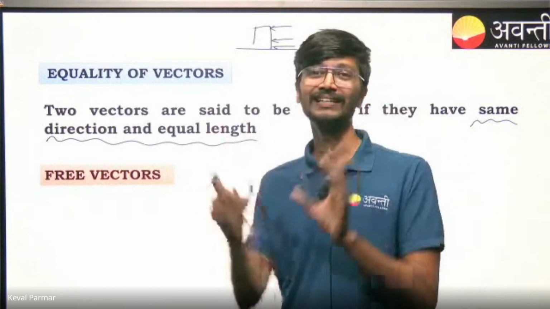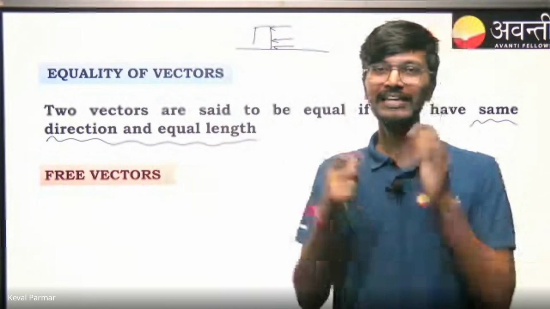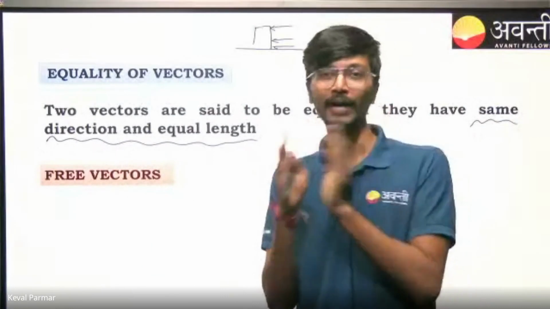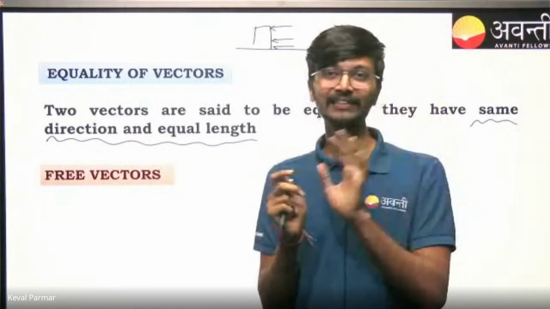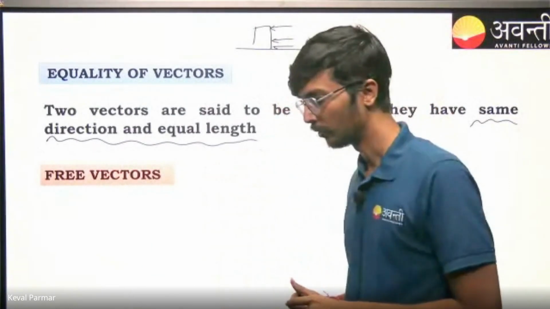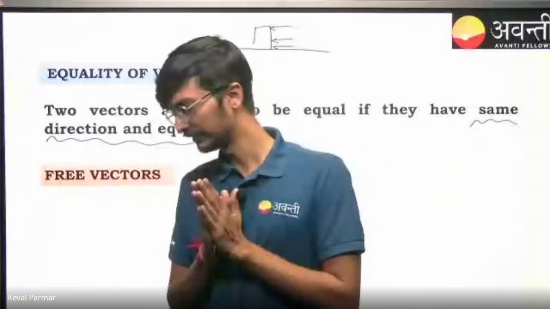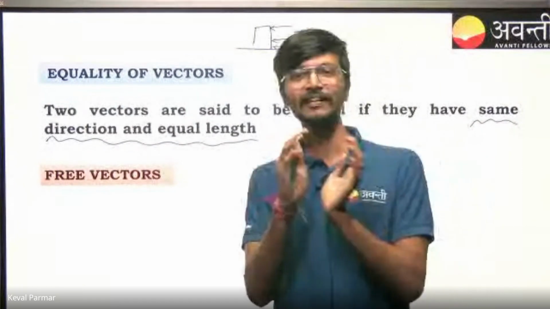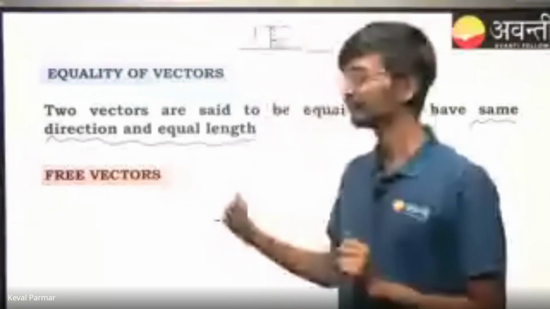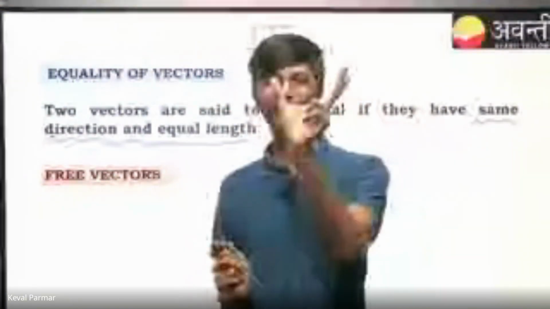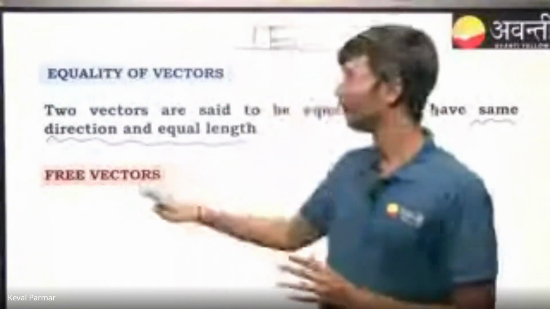Because if a vector is in space, as in a space vector, then we can move the vector freely anywhere, provided the length and the direction are not changed. Provided length and direction are not changed. So that is called a free vector. We can move the vector anywhere in space provided length and direction are not changed. It is mainly used in maths, as I explained, and cannot be used in physics.